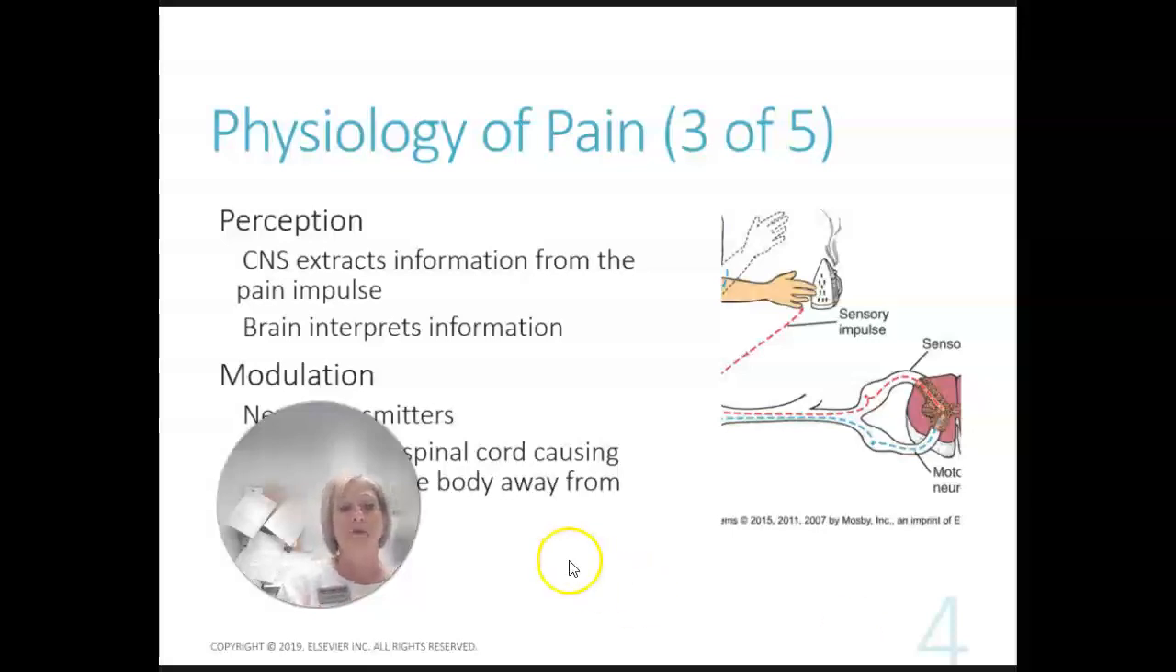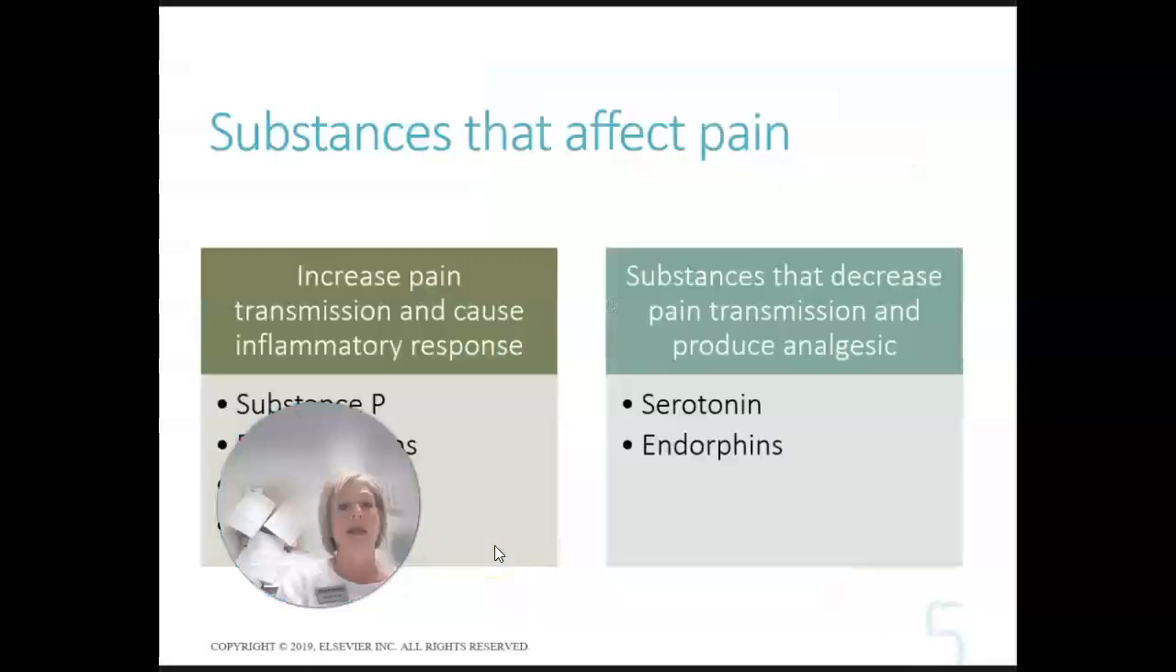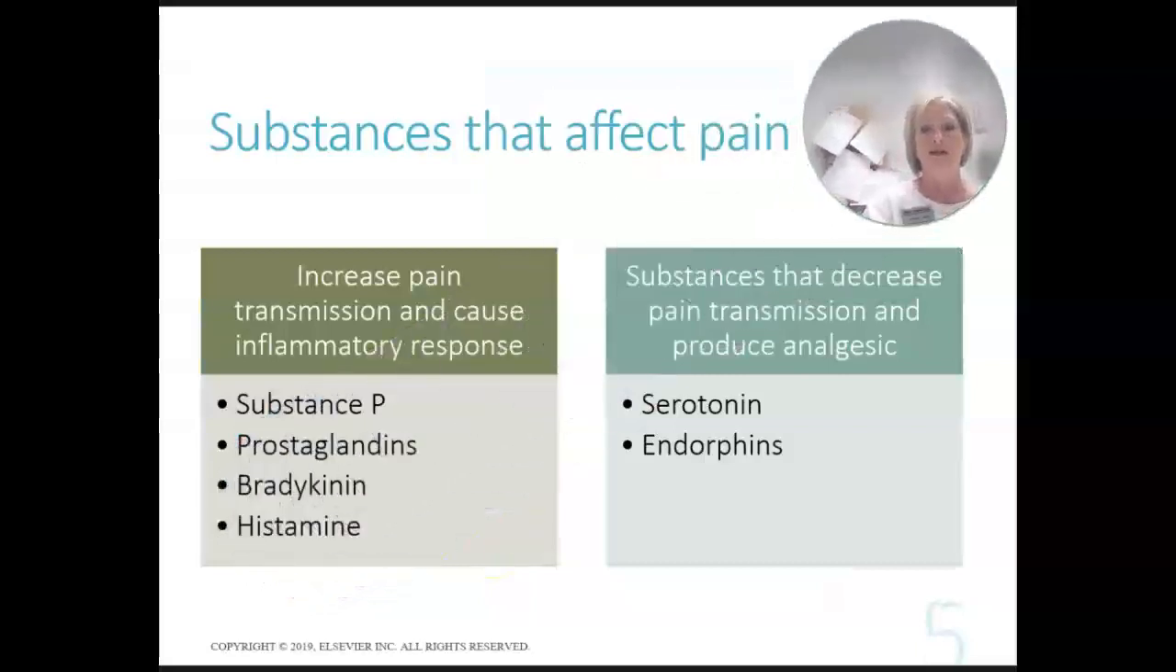So thinking about that, we're going to think about the pain response. These are substances that our bodies automatically produce that either help with that pain response, or try to control the pain response. There are certain neurotransmitters that increase that pain transmission and cause that inflammatory response.